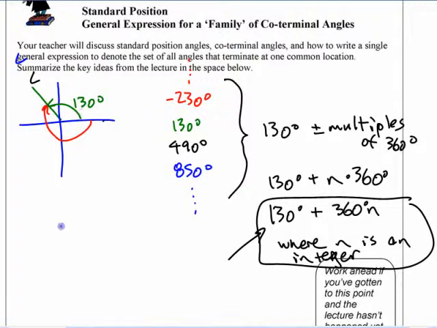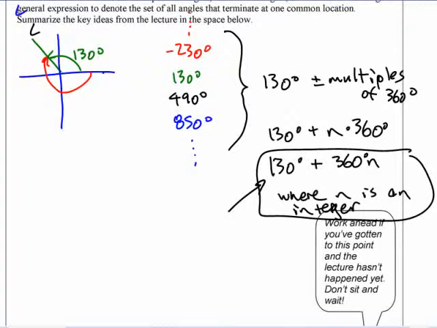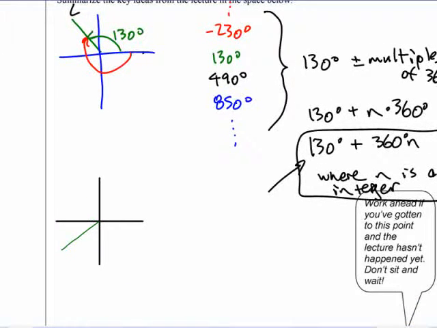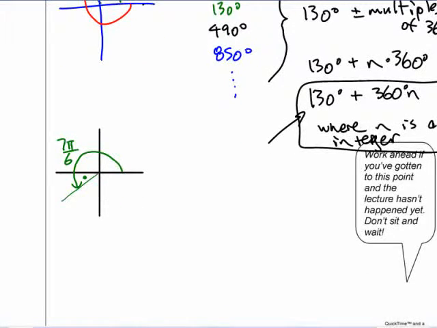If it was in radians, let's do one in radians here. So if you had an angle over here, let's say if this little angle in here is pi over 6, then that angle is 7 pi over 6. How could you write an expression for everything that's coterminal with that? What would the next one be?